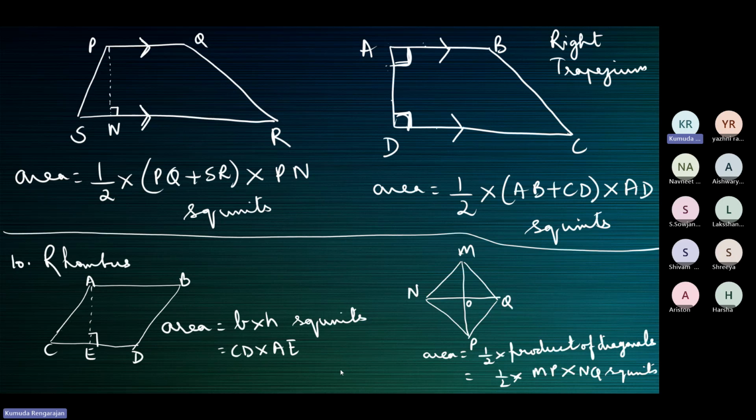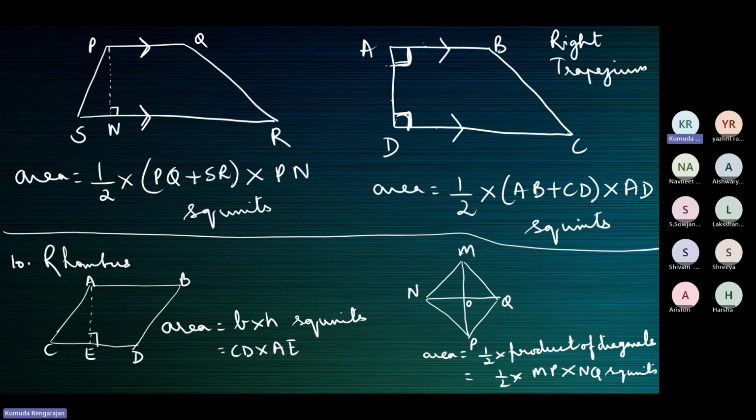Okay, so for rhombus, we have two formulae. One is base into height, the other is half product of diagonals. So which one to use depends on the information given. If you're given the base and the corresponding altitude, then you have to find the area using base into height. If you're given the details regarding the length of the diagonals, then you have to use the formula half into product of diagonals.